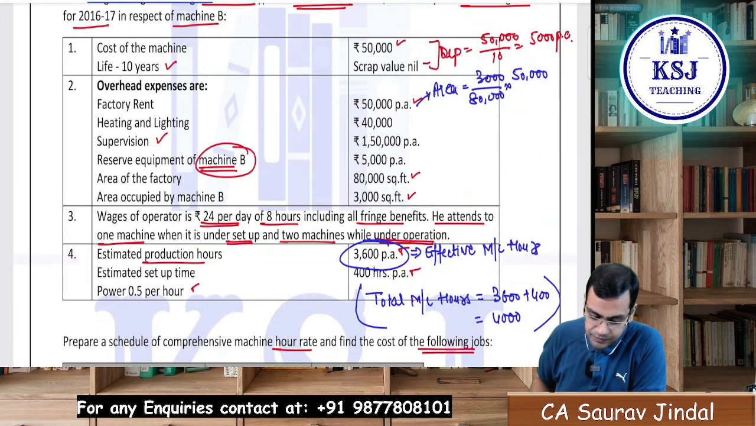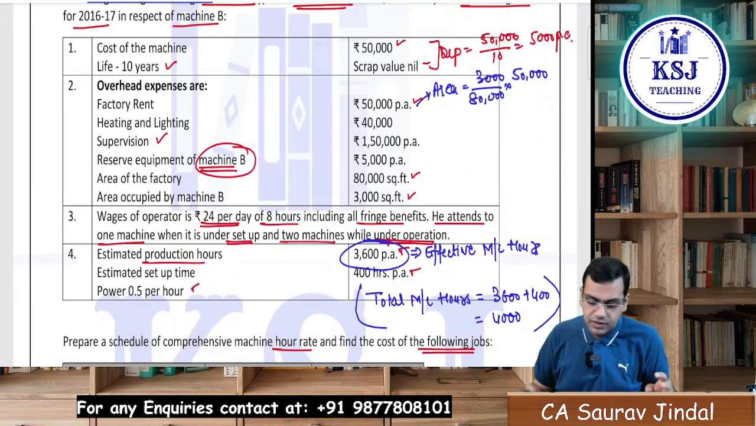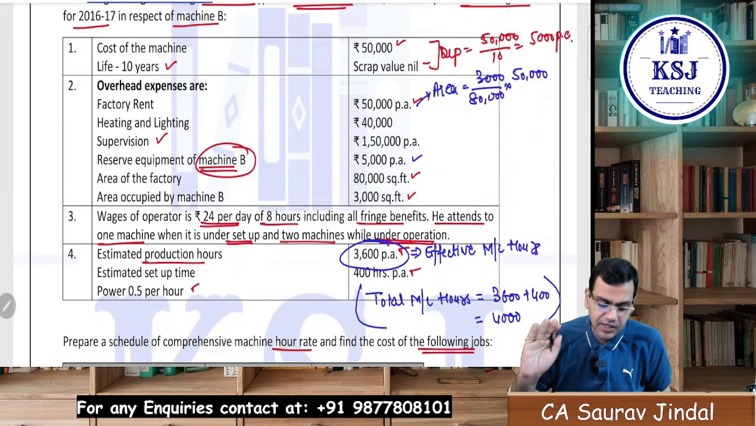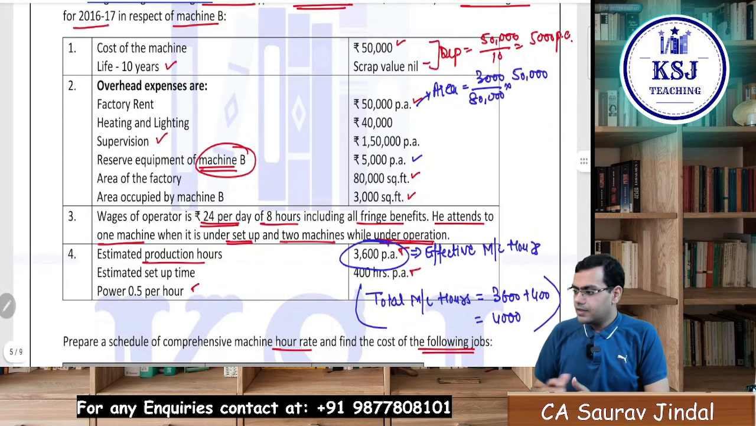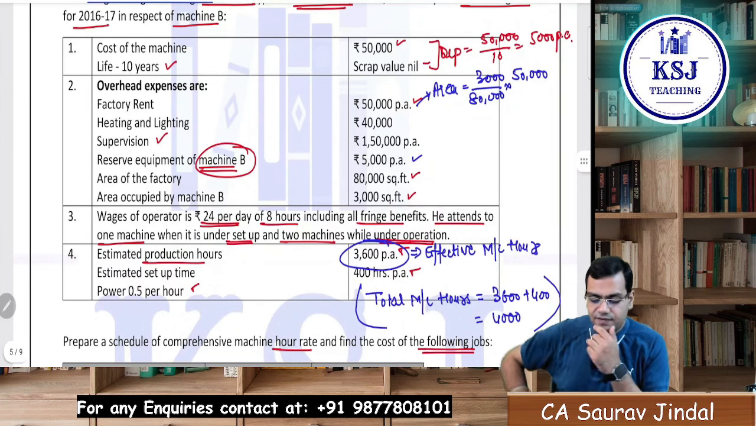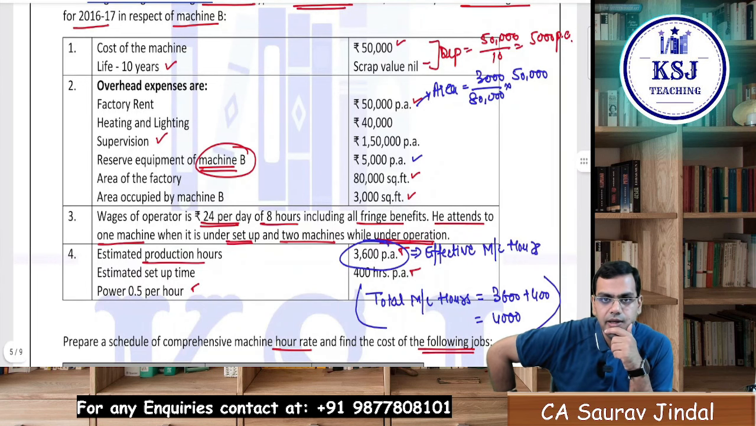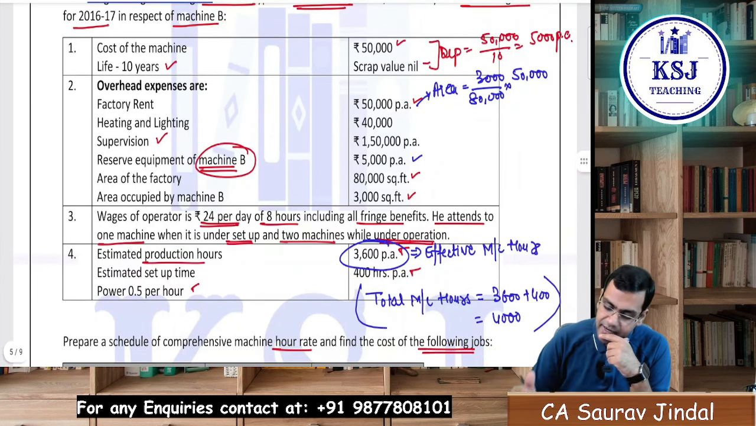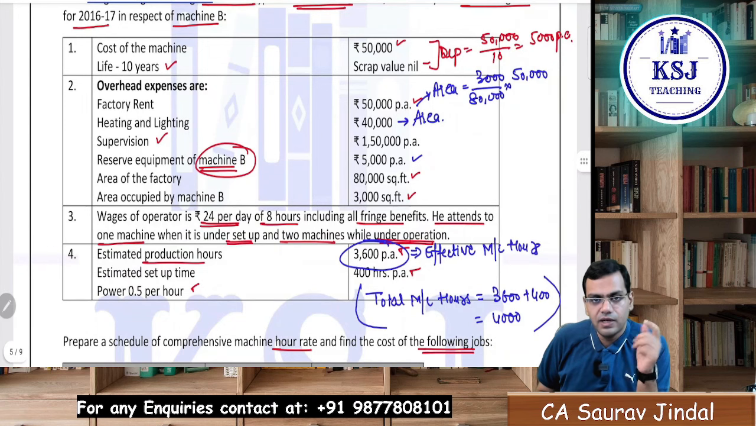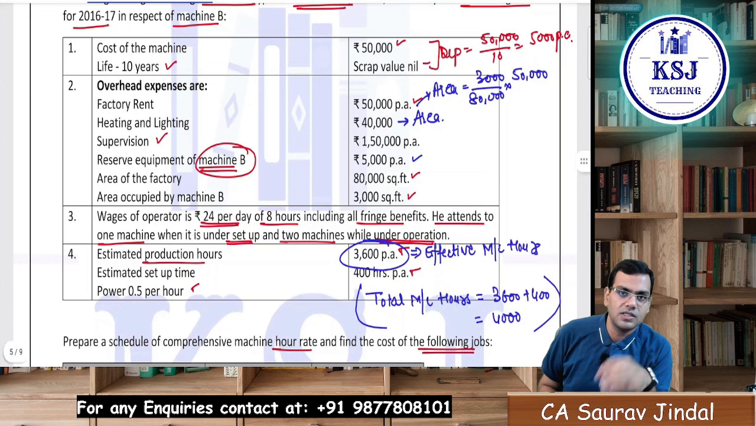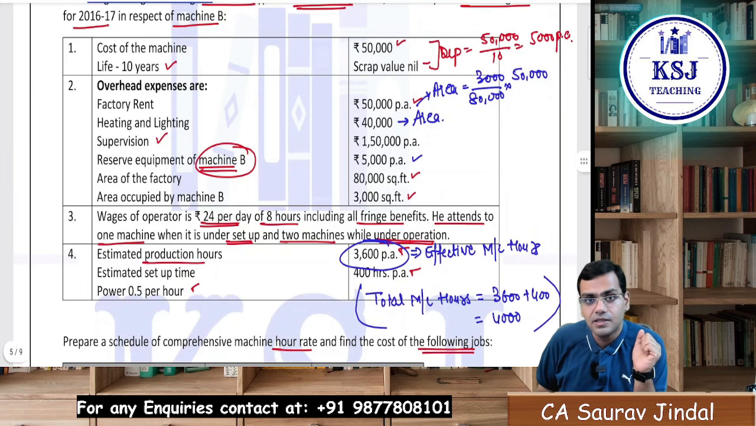Heating and lighting, then supervision is there, then reserve equipment of the machinery is directly taken to this particular machinery itself, right? Right, sir. So how will we divide heating and lighting? Heating and lighting again on the basis of area only you will distribute. Supervision is 1,50,000 per annum. How will you decide what cost out of this 1,50,000 is attributable to this particular machine, sir?